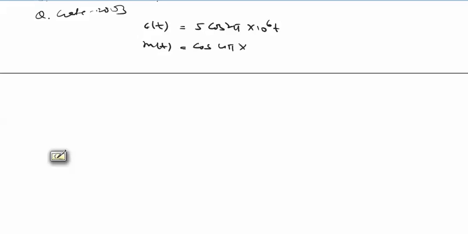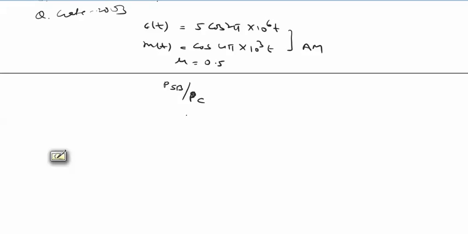I took one question from GATE 2003. CT is 5 cos 2 pi into 10 to the power 60, modulated by MT is cos 4 pi into 10 to the power 3t. To generate an AM waveform, modulation index used here is 0.5. Calculate PSB upon PC, sideband power upon carrier power.